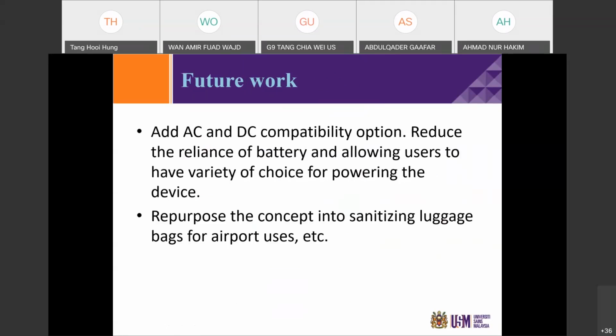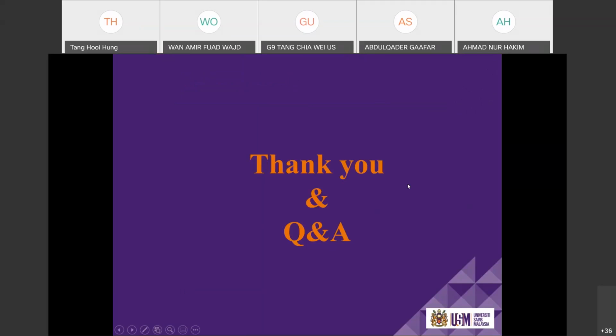For our future work, since we use a DC supply, for example a 9-volt battery, we can add a bridge rectifier for AC compatibility. This is to reduce the reliance on batteries and allow users to have a variety of choices for powering the device. Plus, this concept can be repurposed into sanitizing luggage bags for airports or bus stations, etc. That's all from me and from us. Thank you and have a great day.